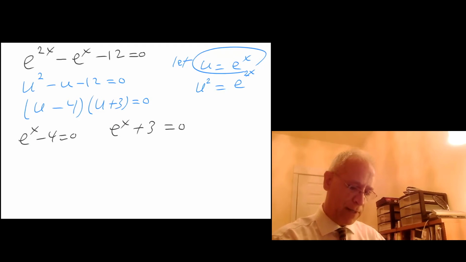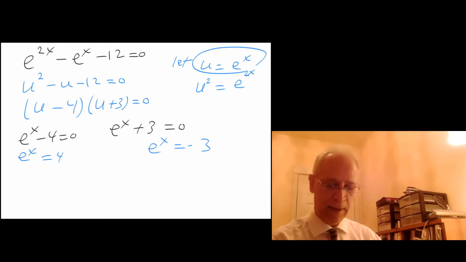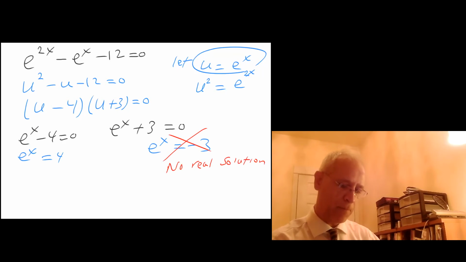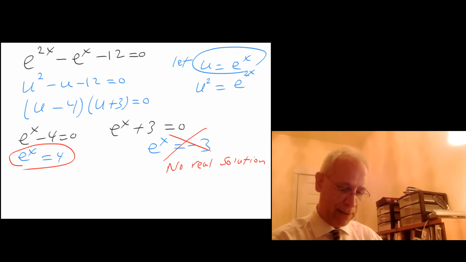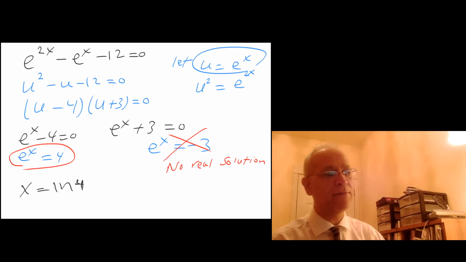Add 4 to both sides gives me e to the x equals 4. Subtract 3 from both sides, e to the x equals negative 3. And right here, I know there is no real solution. And here's the only thing I can work with. I can take the natural log of both sides, and that results in x equals natural log of 4.